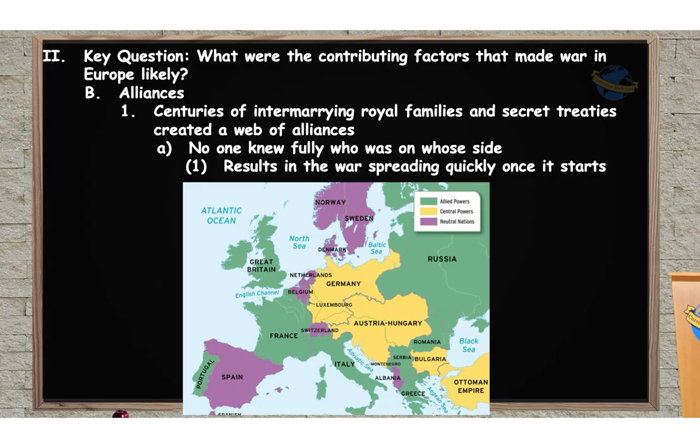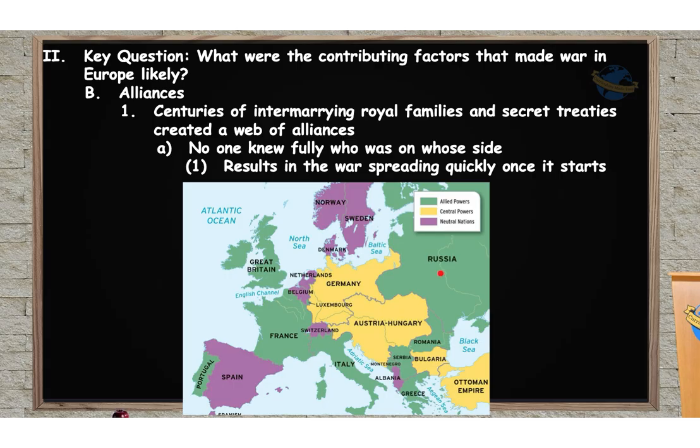It was really hard to know sometimes who exactly was on whose side, and this meant that what you thought was a small skirmish somewhere would quickly escalate, bringing in all the other countries of Europe and enveloping the world in war once again. And the way it shook out when the war started, you wound up really getting two sides.